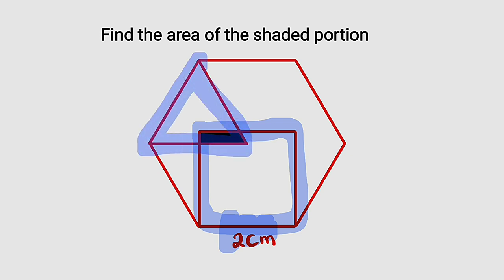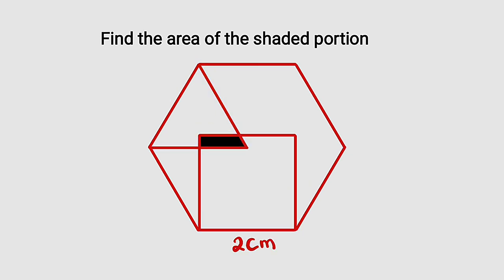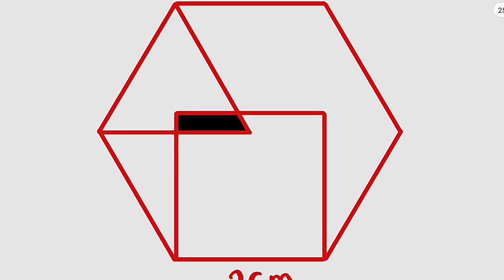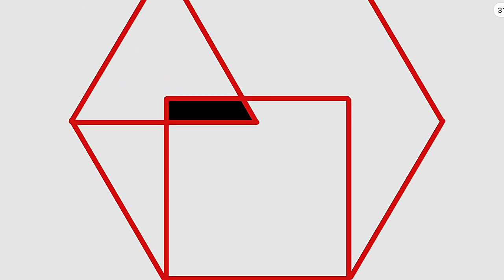This is an equilateral triangle. Already we know that this is 2 centimeters, which is one side of the polygon. Therefore, all other two sides will be 2 centimeters each. All right. And if you observe, the area we are looking for is nothing but the area of a trapezoid.